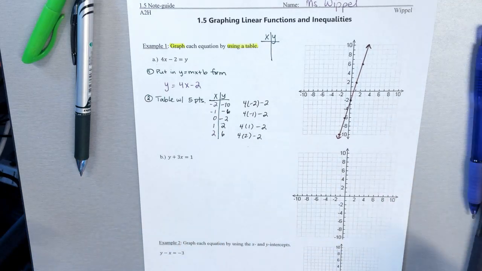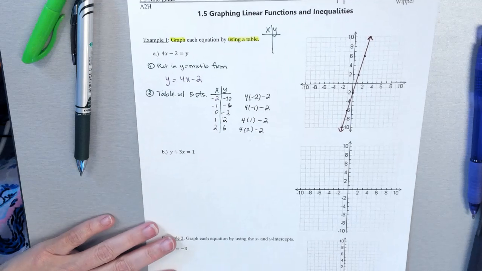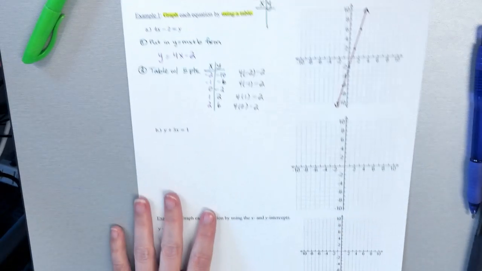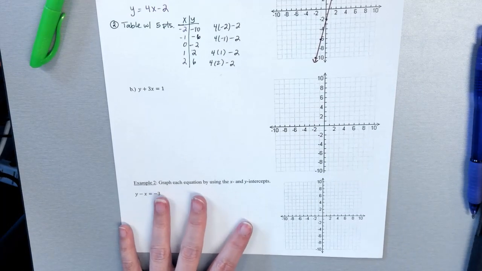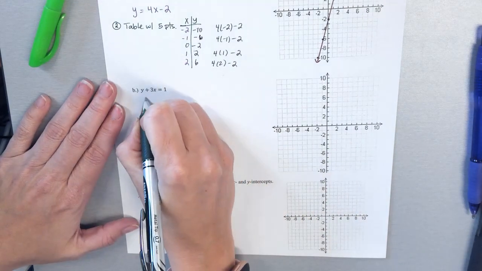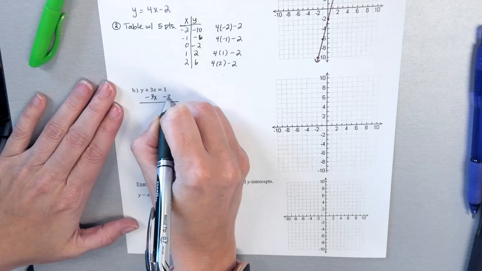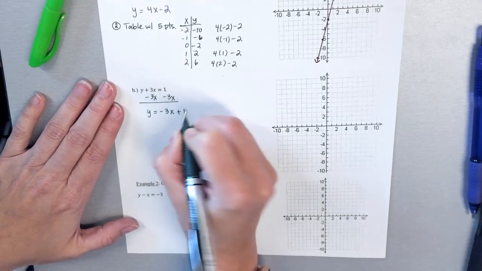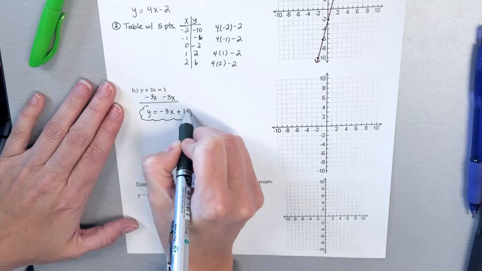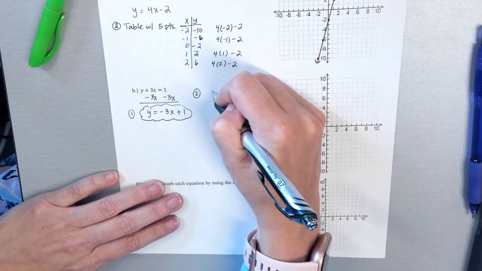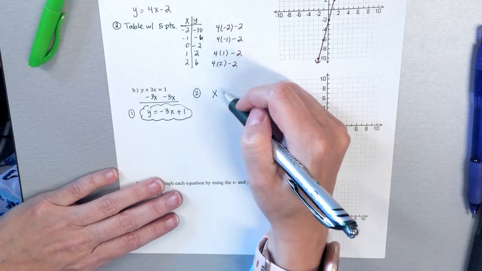All right, and then for part B, we're going to put that in the form y equals mx plus b. So this time, the y and the x are on the same side. So we're going to have to subtract that over. So if we subtract 3x from both sides, this is y equals negative 3x plus 1. Okay, and then we're going to make our table.